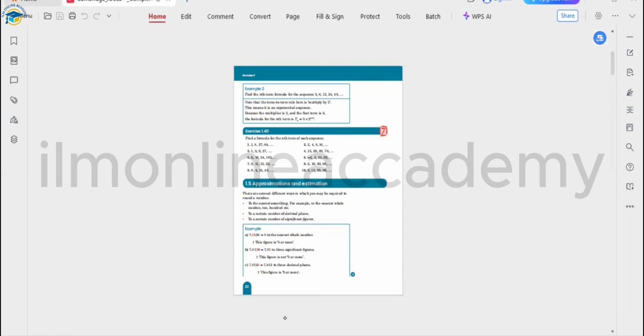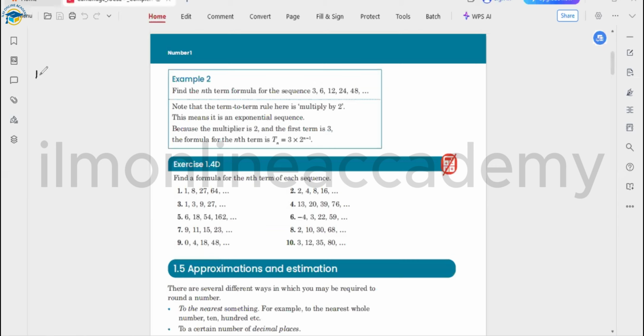Again, we can check the differences. We have part number 10 as 3, 12, 35, 80, and so on. So again, we need to find the differences. First, we subtract 12 and 3. So 12 minus 3 will be 9. Next, 35 minus 12 is 23. 80 minus 35 is 45.